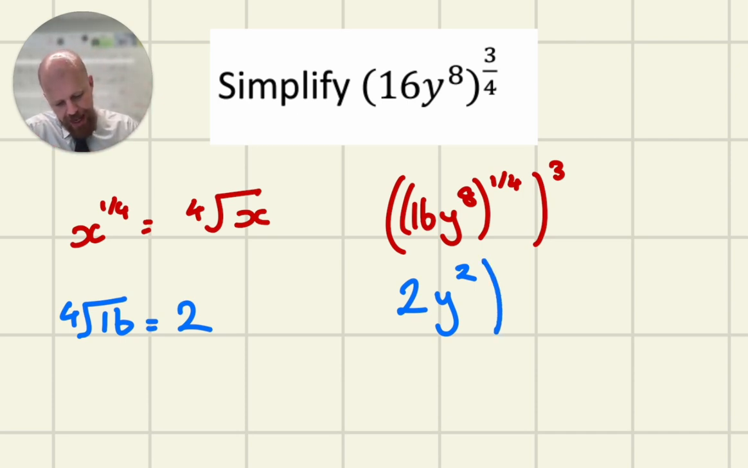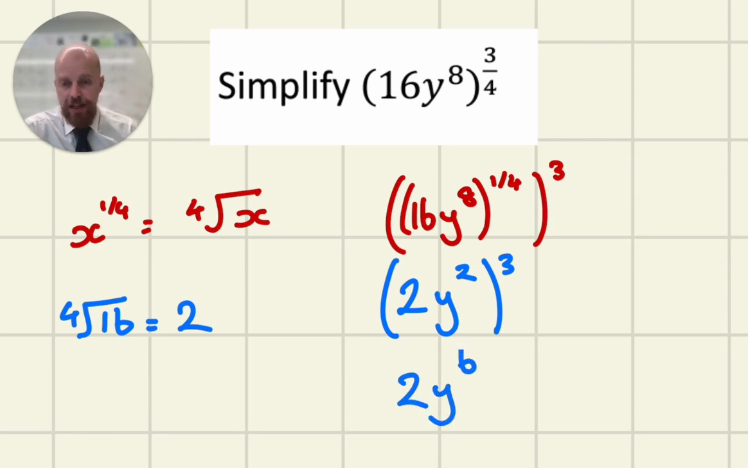But we still have got to raise this to the power 3. One of the common mistakes here that students make is they just write 2y to the power 6. But that's not correct, because the 2 hasn't been raised to the power 3 as well. We need to do 2 to the power 3 and y squared to the power 3. 2 to the power 3 is 8. y squared to the power 3 would be y to the power 6, because we're multiplying the powers.